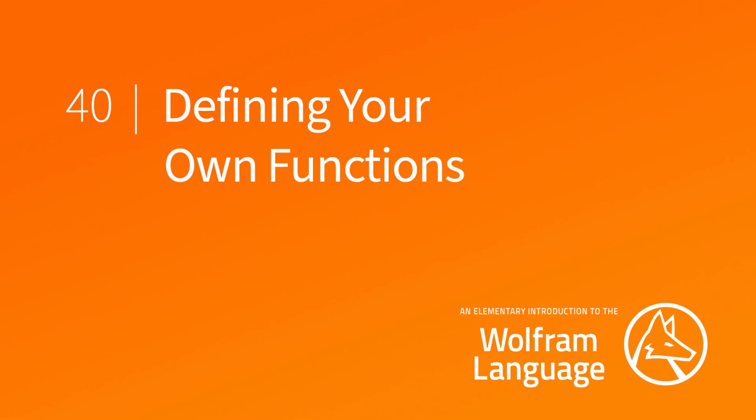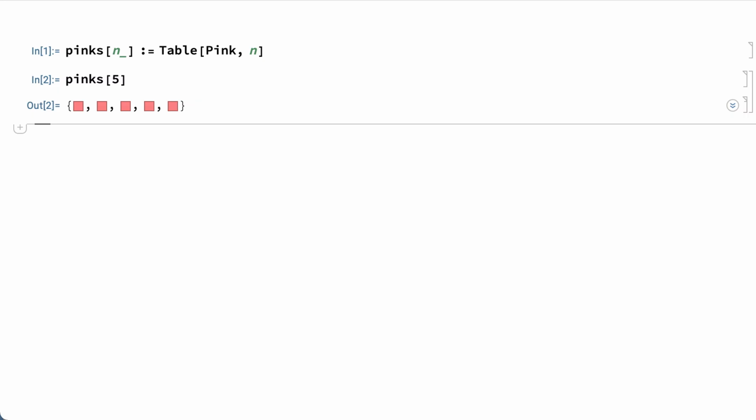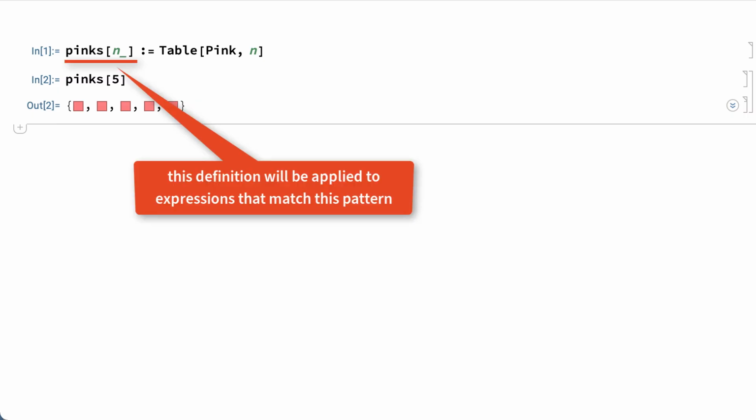Section 40 is about using assignments to define new functions. As an example, this assignment defines a function called pinks that takes one argument, and this uses that definition. The function pinks is defined using a delayed assignment. The left side of that assignment is a pattern that specifies when this definition should be applied. This definition will be applied to anything that matches the pattern pinks of n blank.